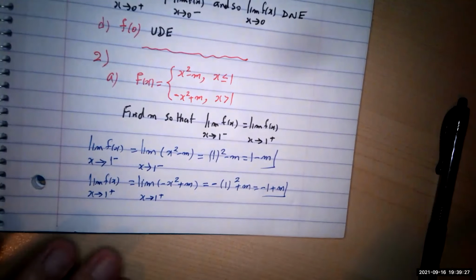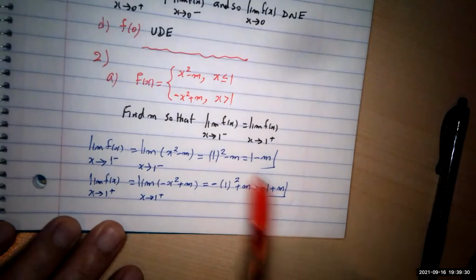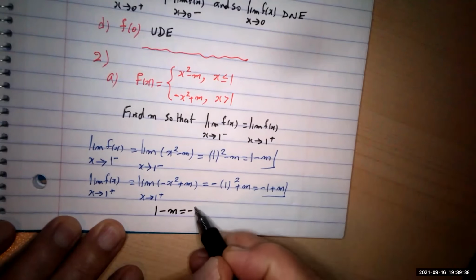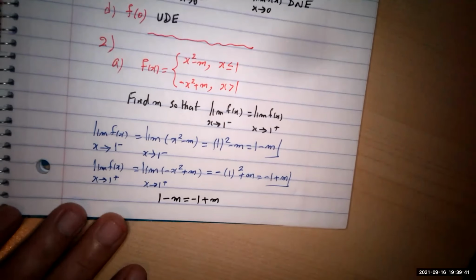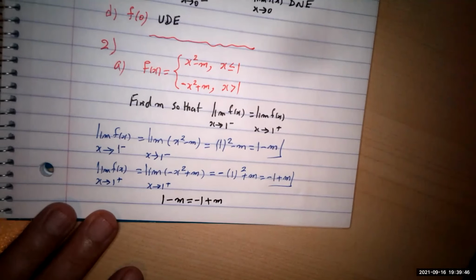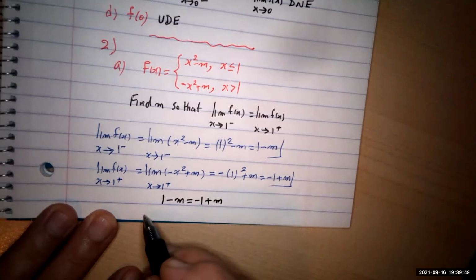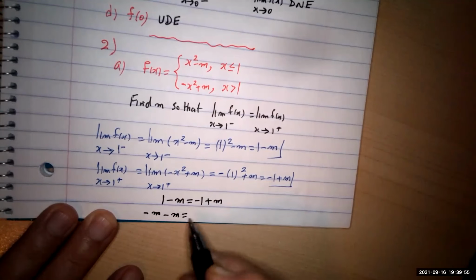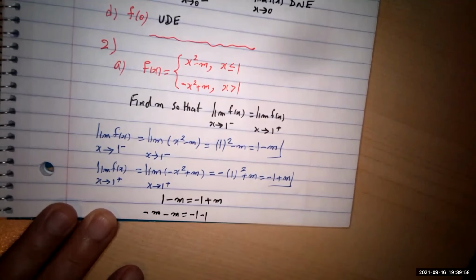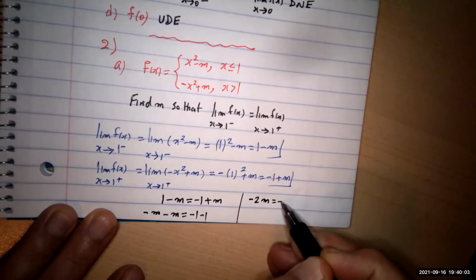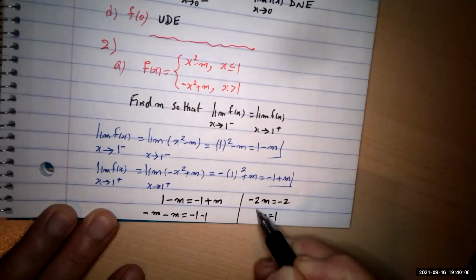Okay, now you let the first and the second part be equal to each other because it's given to you that they are equal. So 1 minus m equals negative 1 plus m. You have to solve for m. You can collect the m's to the right or to the left, doesn't matter. Usually collect to the left. So we already got the negative m. We subtract this m, negative m. So you get the negative 1 and the negative 1. Okay, so that makes it negative 2m equals negative 2. So m would be 1.